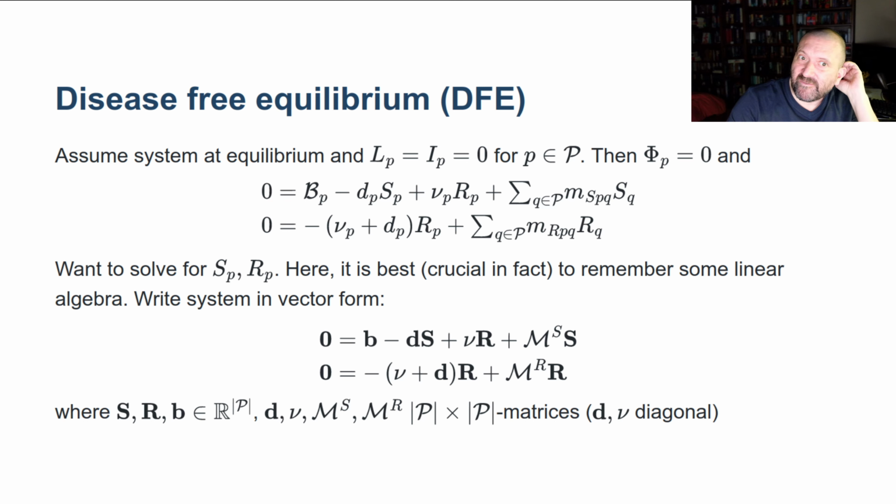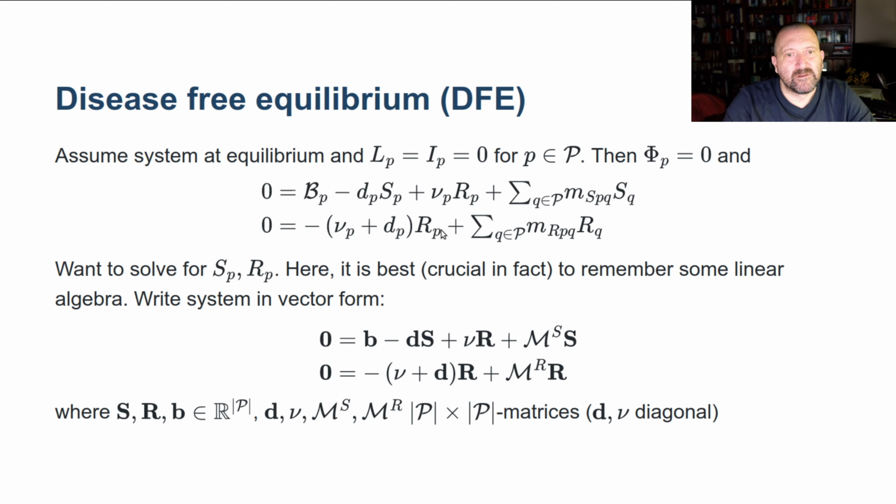To find the disease-free equilibrium, you need to assume that the infected compartments are empty. So in this case, L and I are 0 for all patches. When I do so, the transmission term is of course equal to 0. The incidence is equal to 0. And I end up with this system for all P's.